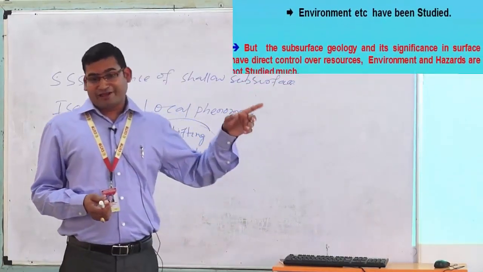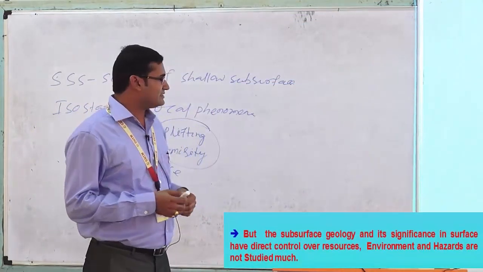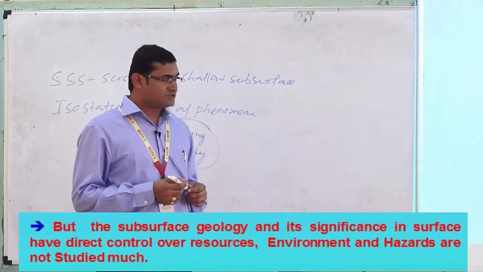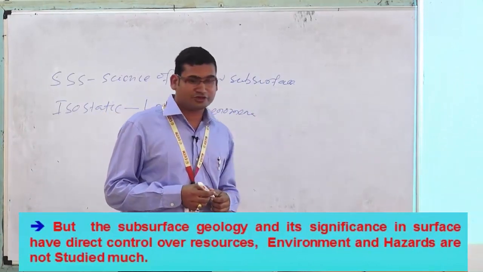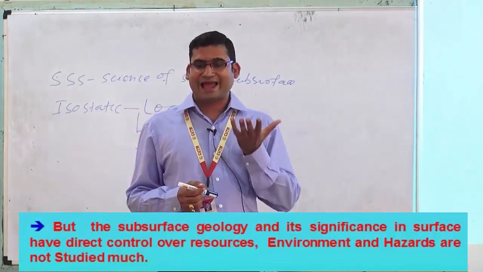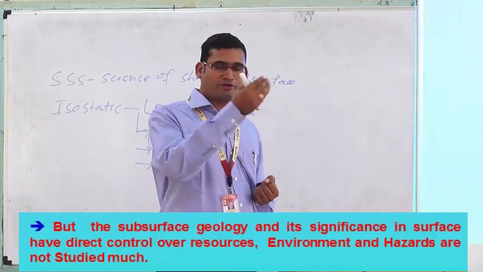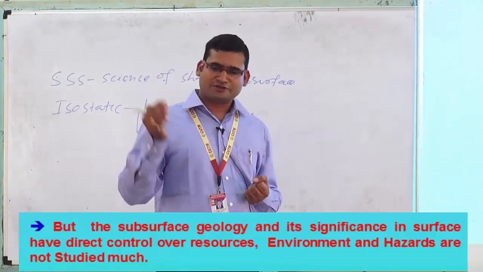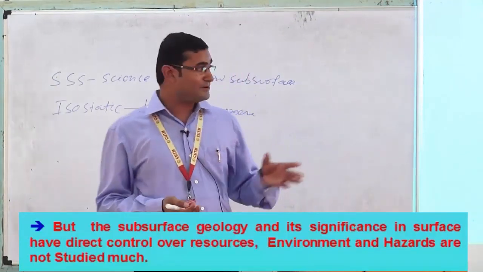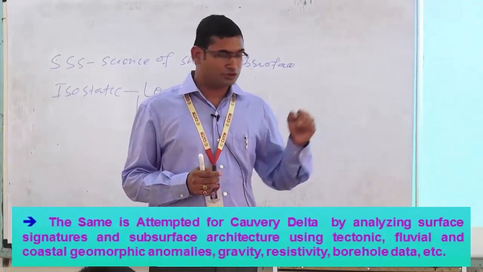Then another thing why I am putting that red color: both the surface geology and its significance in the surface have direct control over the resources. Environmental and hazards are not studied much, because only the surface things are highlighted whenever you analyze, whether with aerial photographs or satellite imagery. You get all the resources, but nobody is bothering about environmental and hazard mapping. Okay, so this is the one case we have considered.